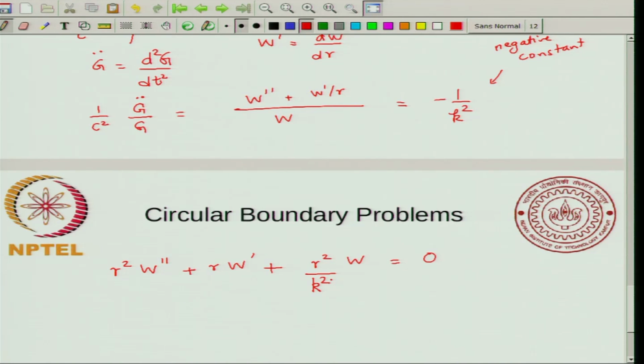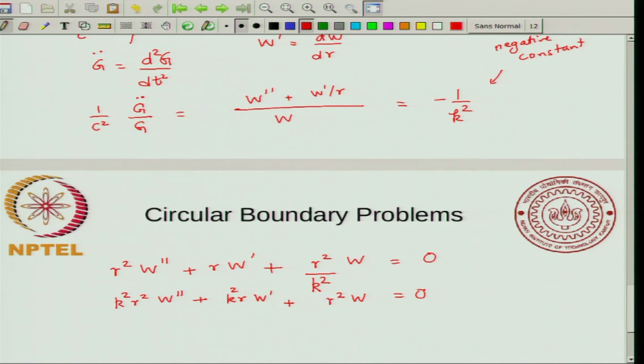Okay. So, immediately you can see here that this looks like the Bessel equation. There is a k square floating here. So, what we will do is we will just multiply out by k square. Okay. So, you will get k square r square w double prime plus k square r w prime plus k square r square w equal to 0.